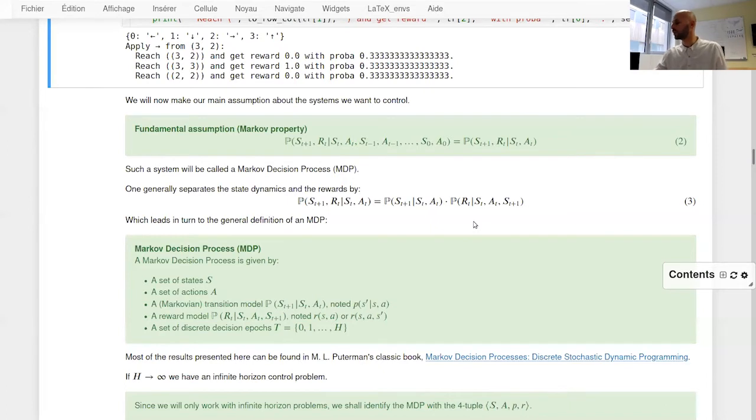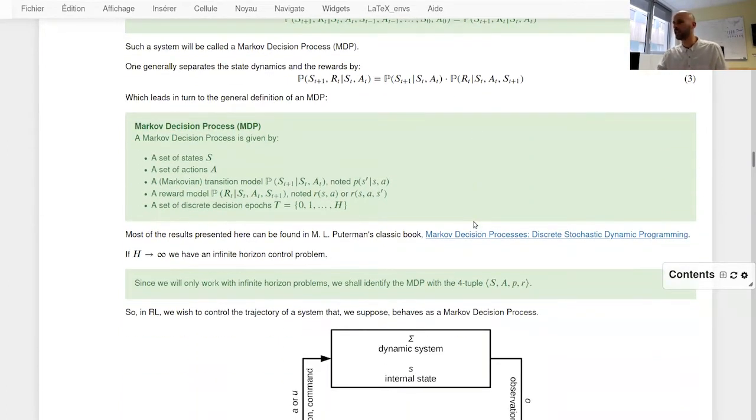This leads in turn to the general definition of an MDP, which you will probably find in every reinforcement learning article in the world. A Markov decision process is given by a set of states, a set of actions, a Markovian transition model P of S_{t+1} given S_t, A_t, which describes the dynamics of my environment, of my system to control. Generally, we write this transition model P of S' given S, A for brevity. A reward model, that is the probability of R_t given S_t, A_t and S_{t+1}, that we generally write R of S, A or of S, A, S'. If we write just the first two variables S, A, it means we have taken the expectation across S'. And a set of discrete decision epochs. These are the decision epochs at which we will have to apply the actions A_t.